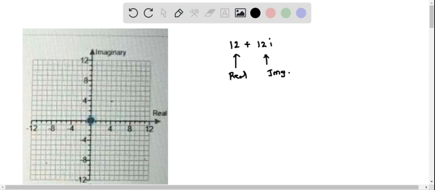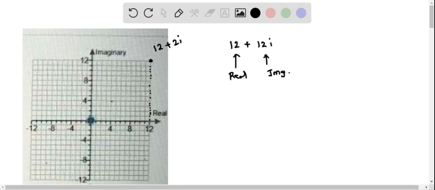So here it is 12. I can mark this 12. And on the imaginary axis, we should go 12 units, that is 12 units above. So these two intersect at this point. So therefore, we say that this is 12 plus 12i, which we have plotted on the Argand plane.